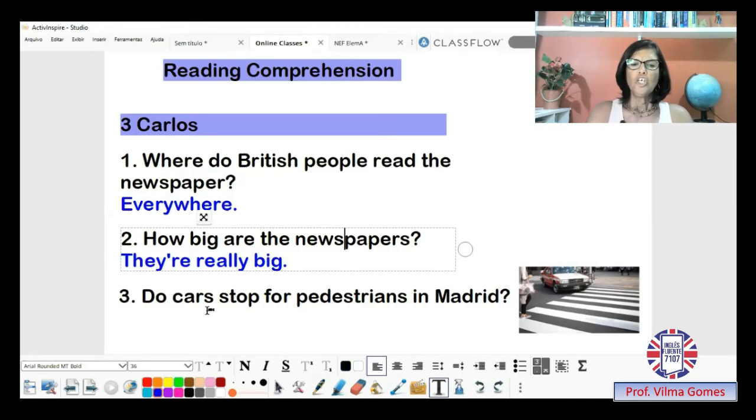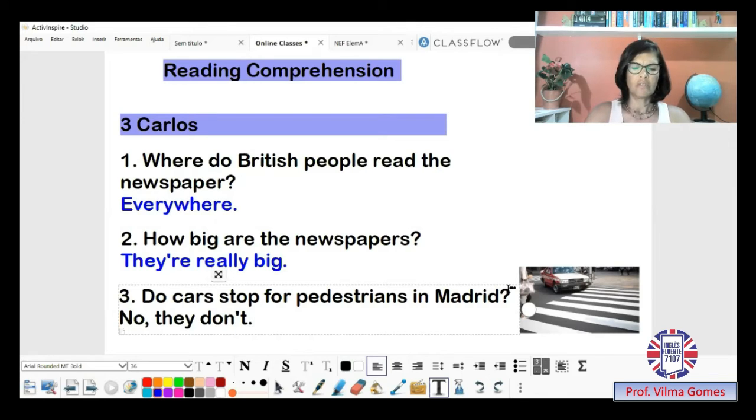They're really big. Do cars stop for pedestrians in Madrid? Yes or no question. Do they? No. Why not? No. They don't. No, they don't. Very good. Yeah? Number 4. Let's move on to number 4. I remember it's somebody from Brazil. What's her name? Yeah? What does she do there?